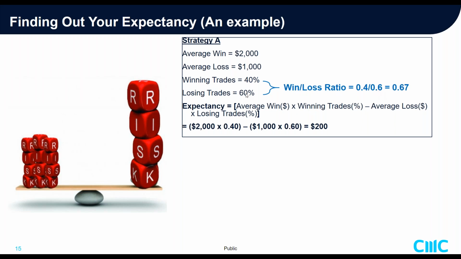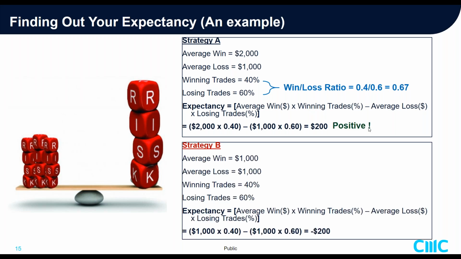So this is your win-loss ratio over here. That means at the end of the day, your losing trades are more than your winning trades. This is less than 1, so it's 0.67, your win-loss ratio. So it's still positive. Okay, so let's look at strategy B over here. Your average win and your average loss are the same, 1,000 and 1,000. Your winning trades and your losing trades are 40% and 60%, still the same.